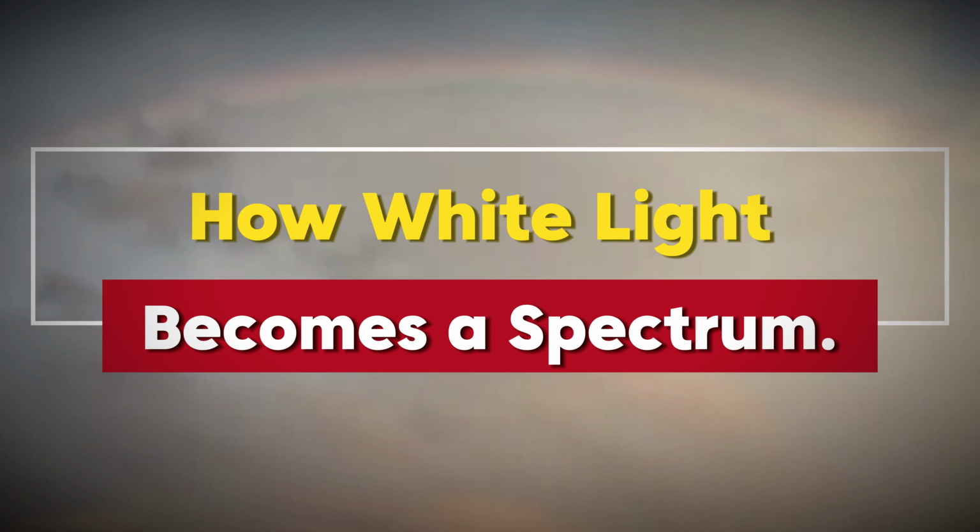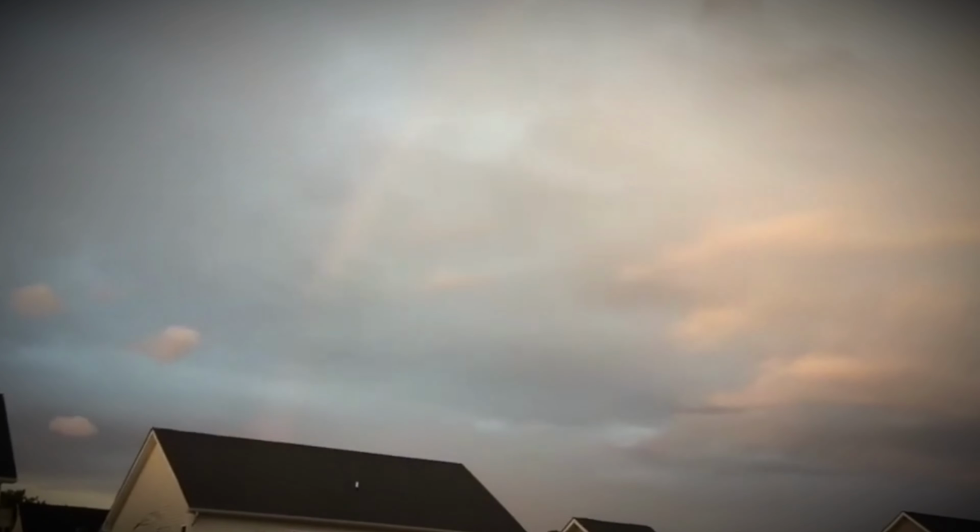How white light becomes a spectrum. You know how white light looks, well, white. But did you know it's actually made up of a whole bunch of colors? It's like the light version of a hidden rainbow. This process is called dispersion, where different colors of light bend by varying amounts due to their different wavelengths.